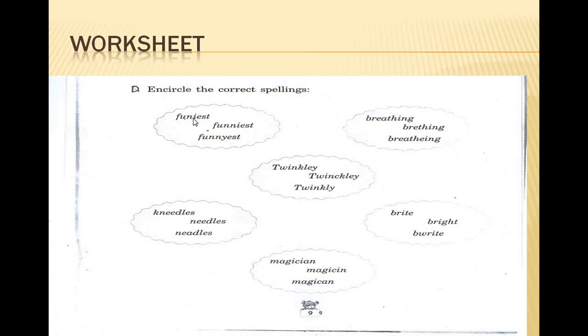I've given you a hint already. And there are 2 wrong words in each cloud formed. One is right out of these 3 words, and you have to encircle it. Okay, if this is the right word, you just circle this word. In the same way here also there are 3 words in each. So just circle the particular right word out of this. I hope you can do this.